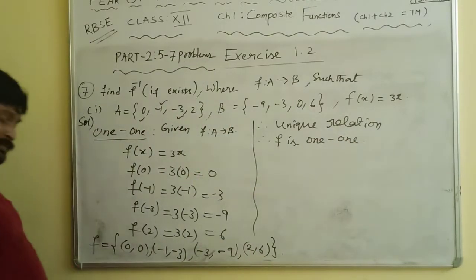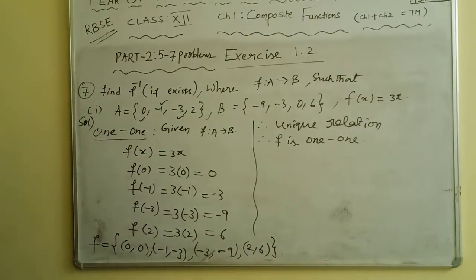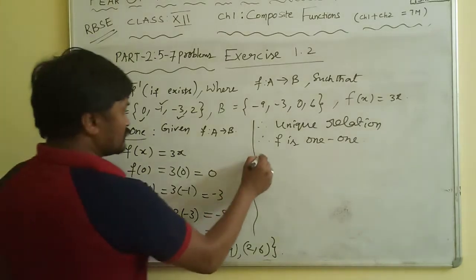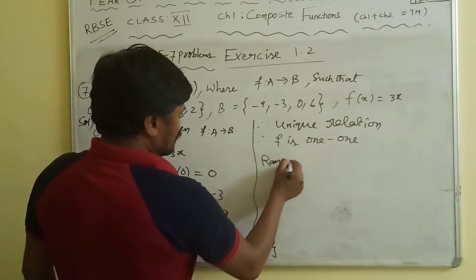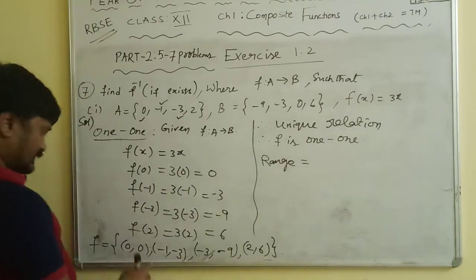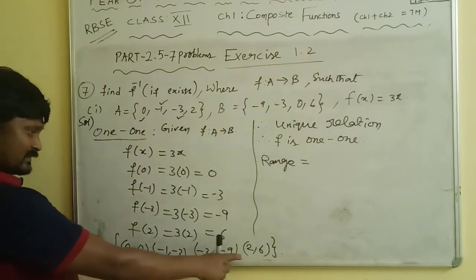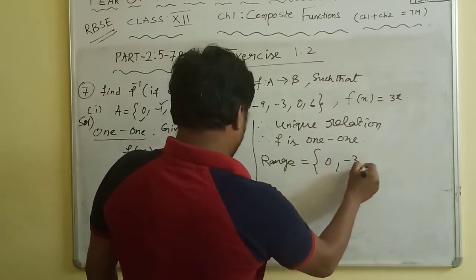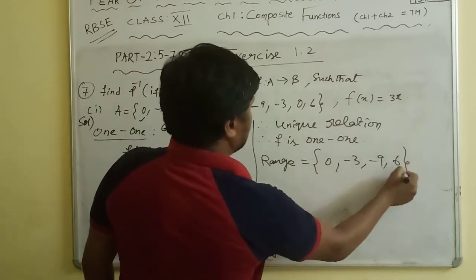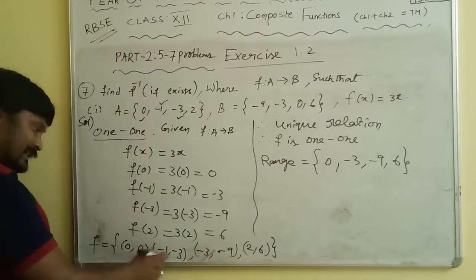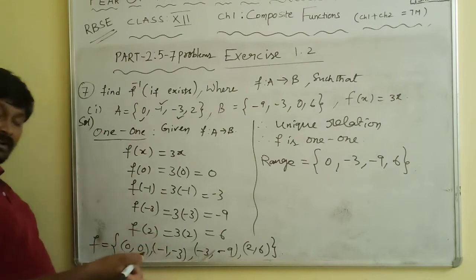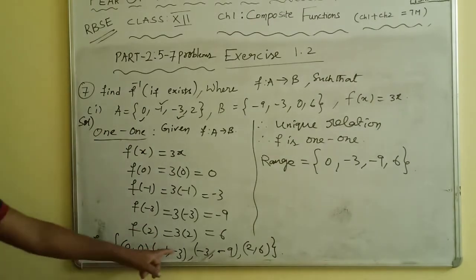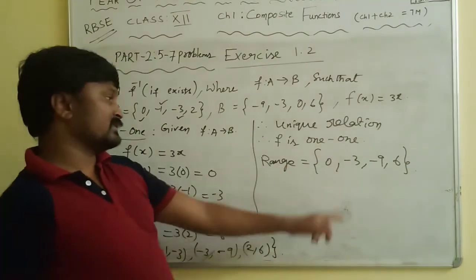Then on to onto: what we need to check is whether codomain is equal to range. Here, what is the range? The range is {0, -3, -9, 6}. This is your range, only the second part, and the first part is called your domain. So 0, -3, -9, 6 are called the range.